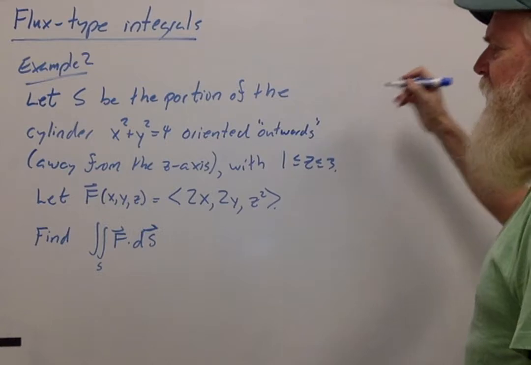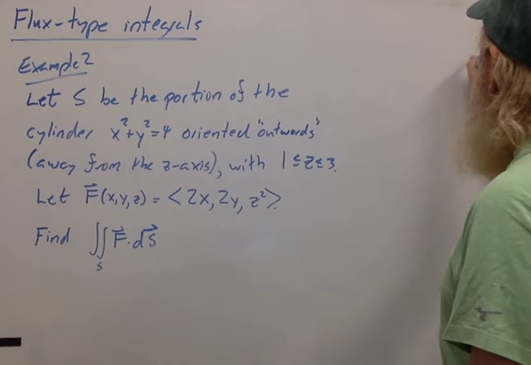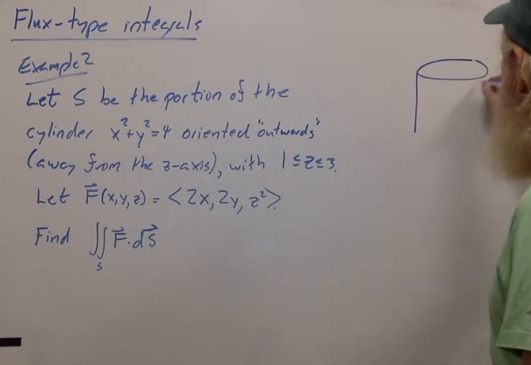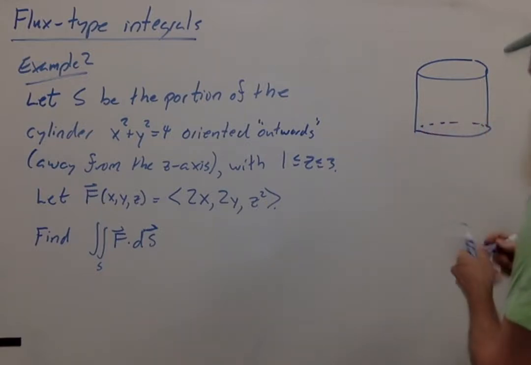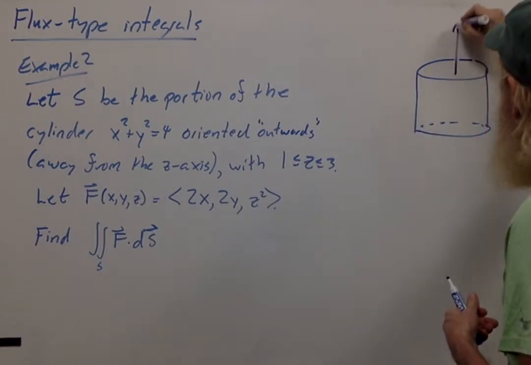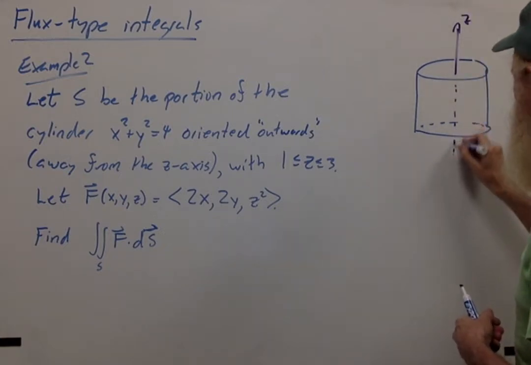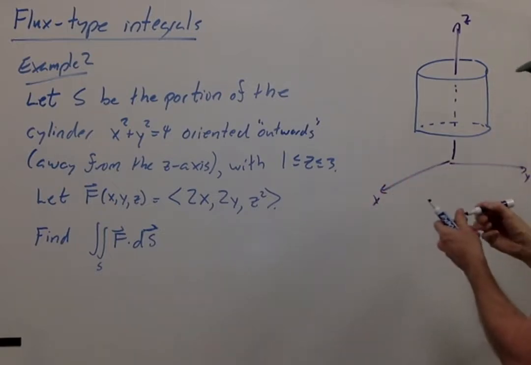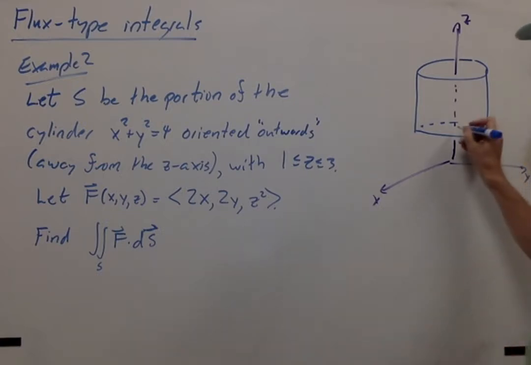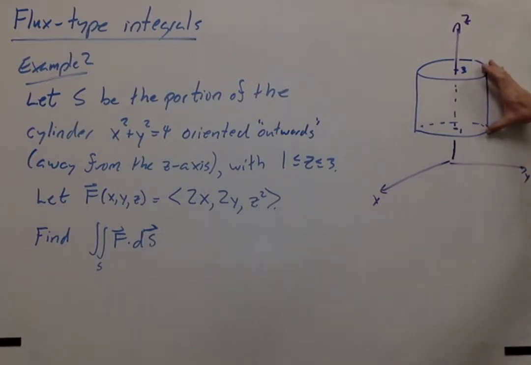So first of all, let's get an idea of what the picture is. X squared plus y squared equals 4 is a cylinder of radius 2 centered along the z-axis. So here's the z-axis. And notice I want to restrict z so that it stays between 1 and 3. So this is a portion up here above the xy plane.